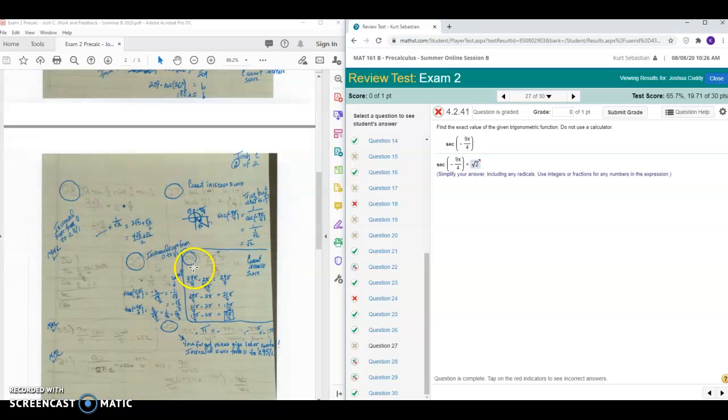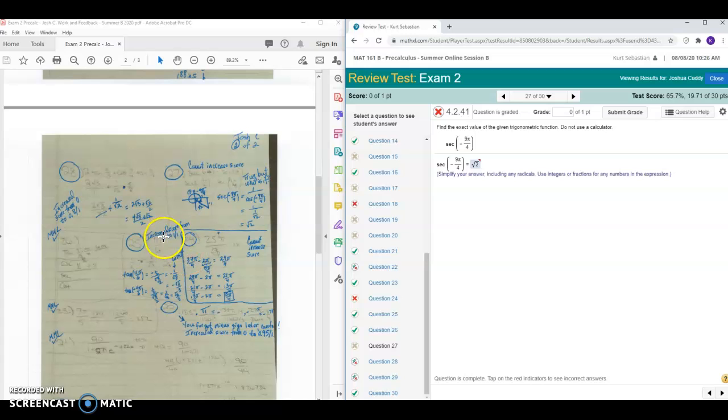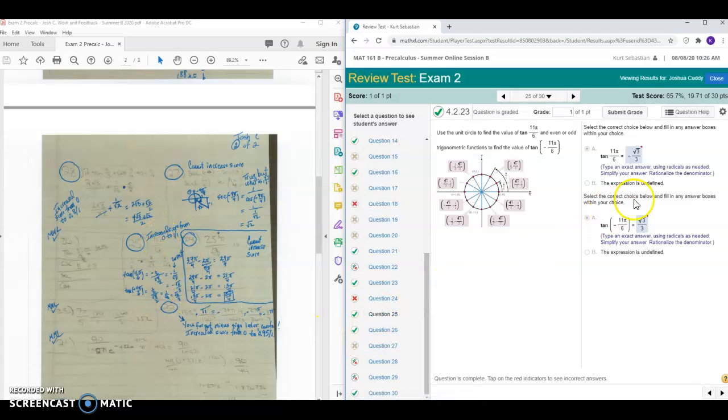All right, so 26 you got correct. 25, I changed it. It marked it as 0, but I gave you full credit on this because you simply had the right answers but didn't rationalize the denominator. That's all. So 25 you did correctly.